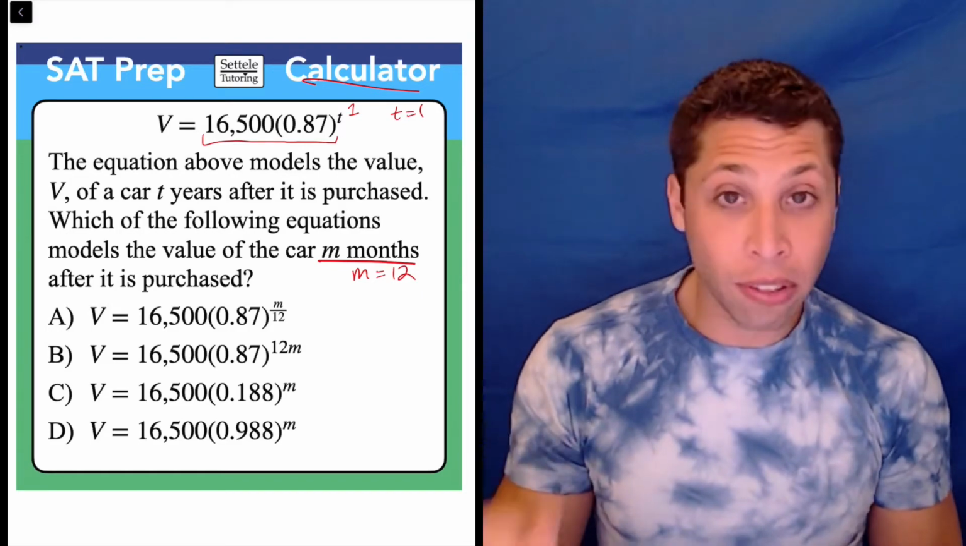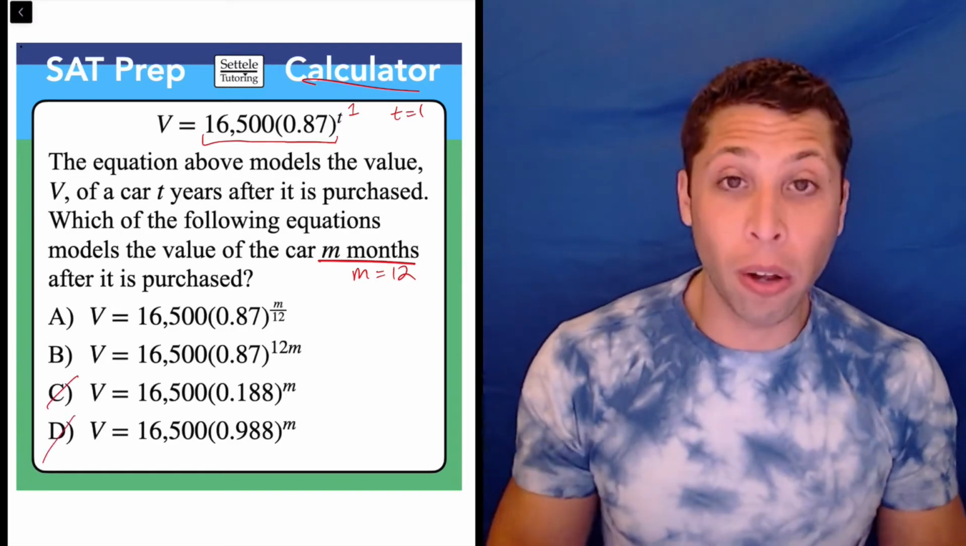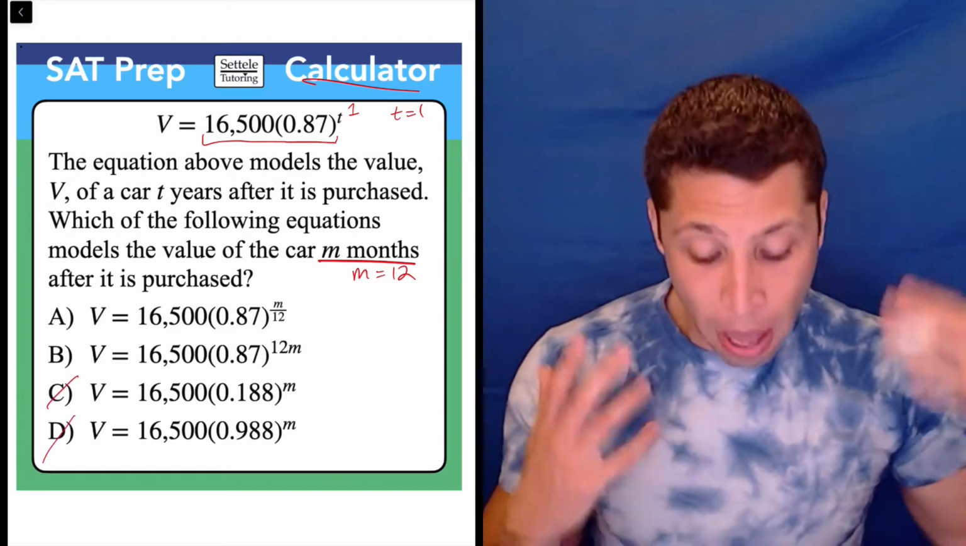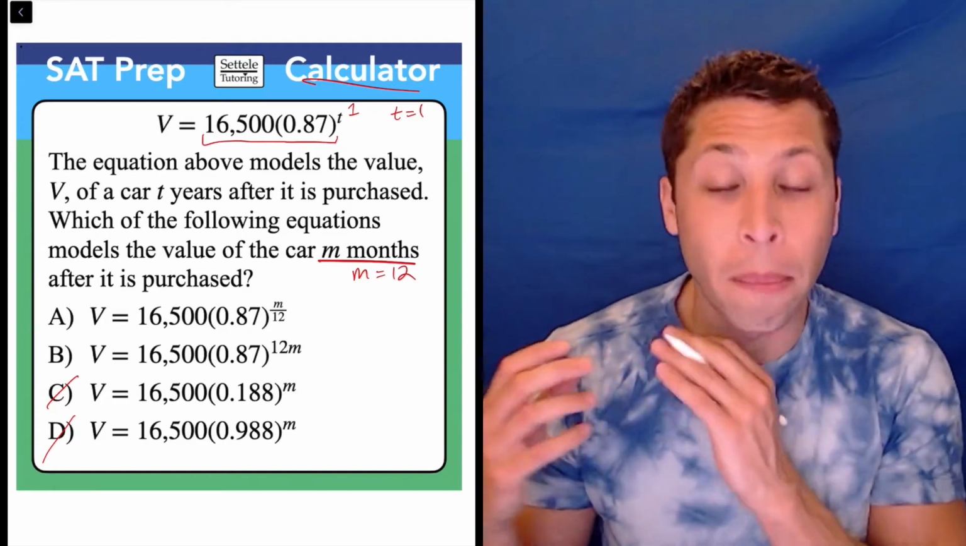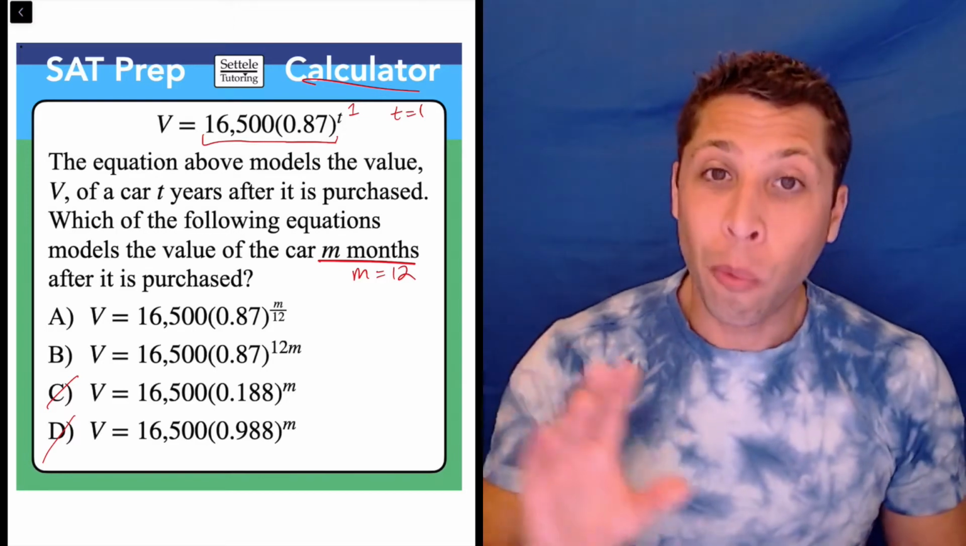So if we do that for c and d, it's not going to work. First of all, we're creating a huge exponent on the top, but also 0.8188, 0.988. These are just random changes to the percentage. That's going to mess with things. We don't want that. What happens next?